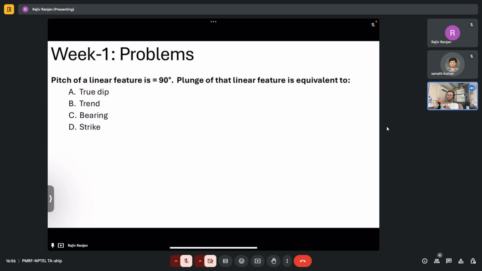Okay. When you are trying to solve problems, especially multiple correct or MCQ based ones, you try to see all the options and understand why you are choosing a particular answer. So can you tell me why you think option C, bearing, is the answer? Before that, let me ask you: you understand rake and pitch, right? If you see here, let me draw a very basic diagram.